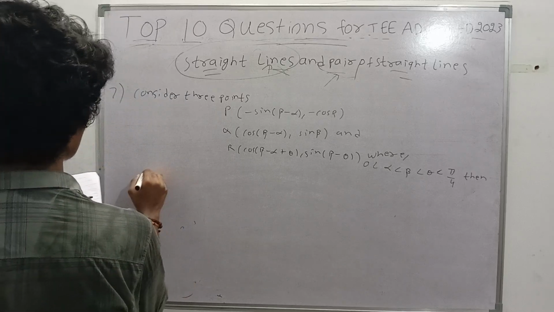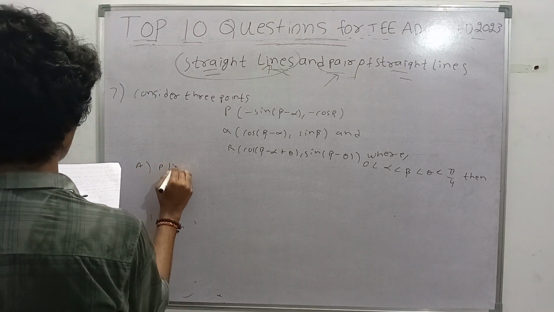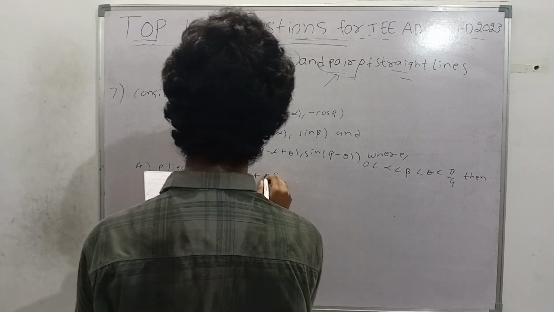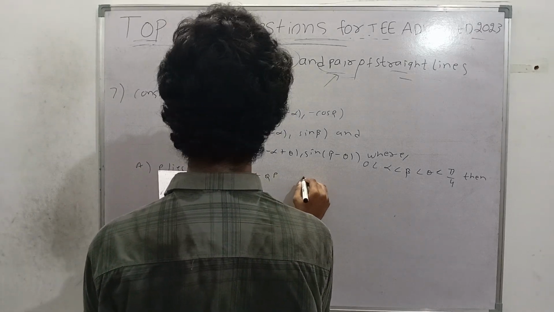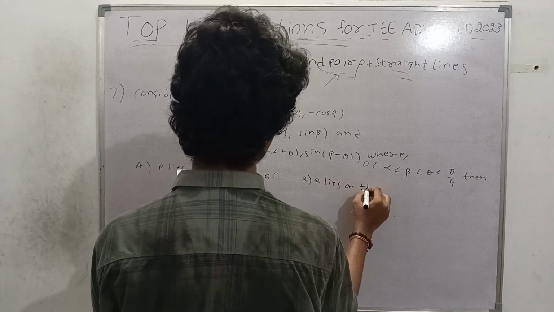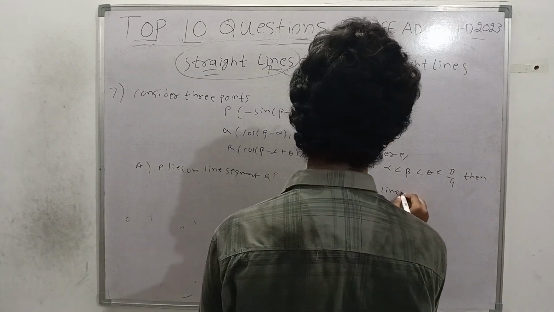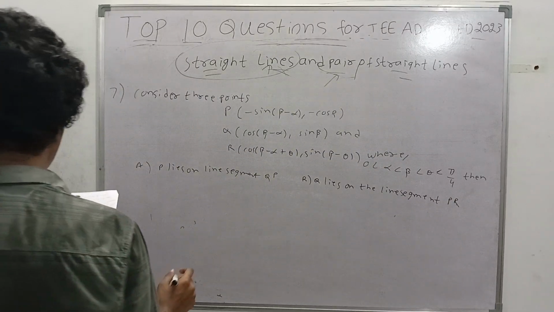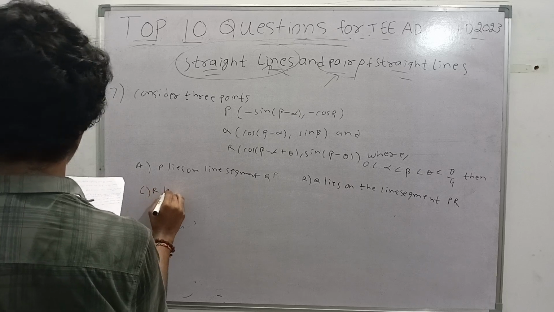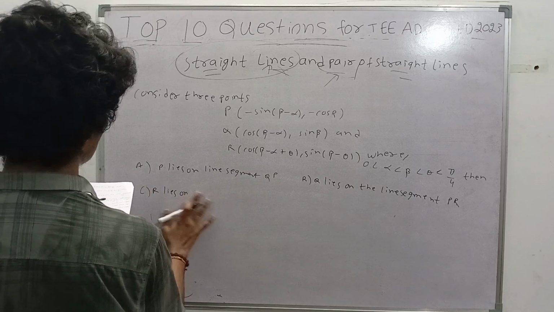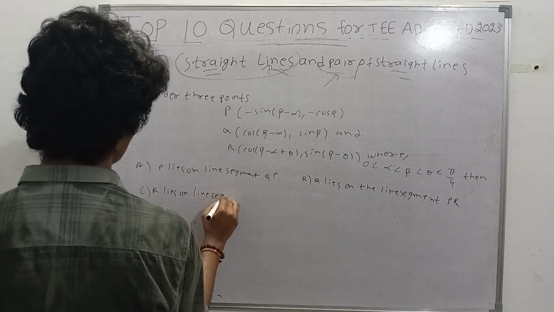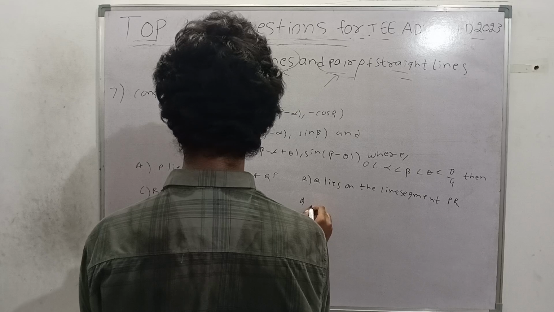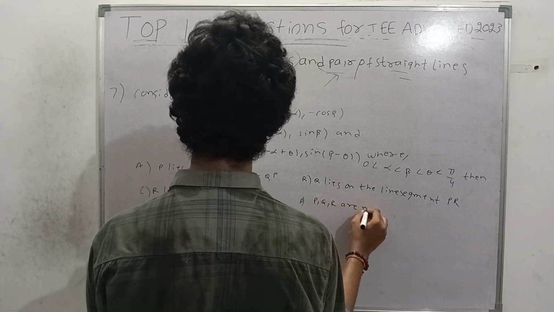Then option A, P lies on line segment OP, that is QP, and option B, Q lies on the line segment PR, and option C, R lies on line segment QP, and option D, P, Q, R are non-collinear.